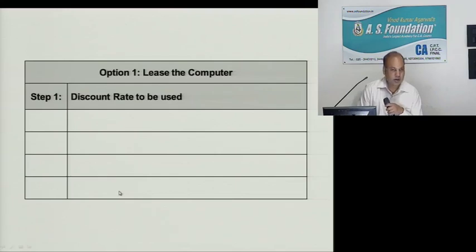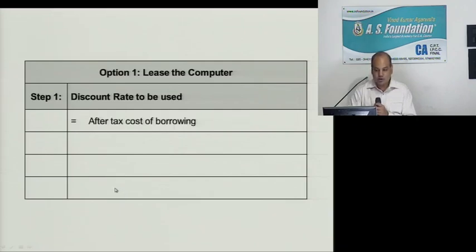In this problem, there is a difference between this problem and the earlier 4 questions that you have solved. What is the difference? Discount rate is not given to you. You can check the previous 4 problems, where discount rate was given. So if you are a lessee, you have to make a choice between borrowing and lease. The discount rate to be used, write down step 1: after tax cost of borrowing.